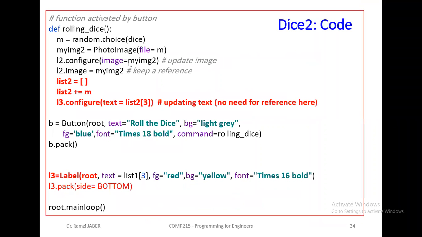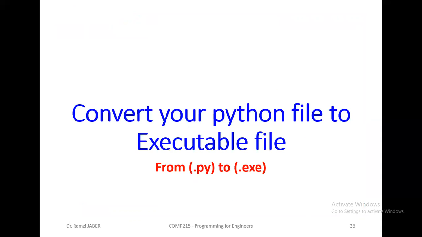So we take this number 2, and we update the built-in function. So list2 equals empty, list2 plus equals m. Now l2.config(text=list2[3]), we give it the index of the number, 3, of this. Update the text; no need for a reference here. Here we have label 3 to put the number. This is the output. Any question? Any question here? No. Okay, I will stop here.